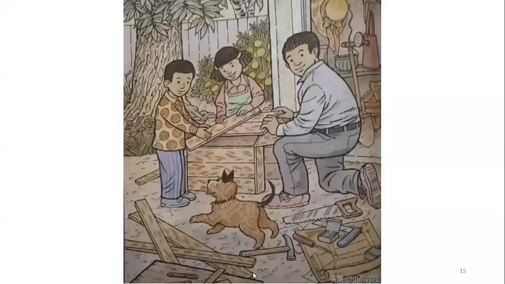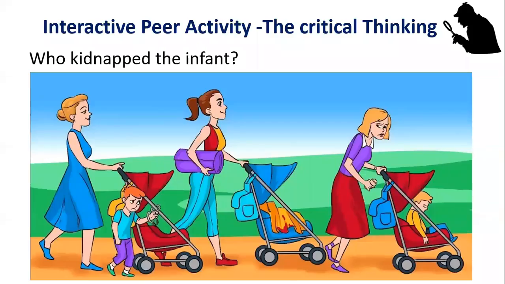Here you can see a family working towards some sort of a common goal, right? I think they are making a kennel for their pet dog. Okay, right. And the next activity is interactive activity two, the critical thinking.